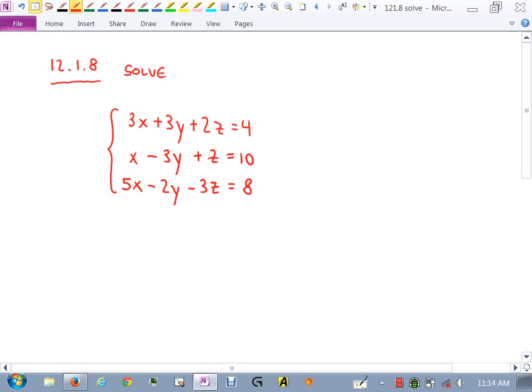Now, what were the things that we could do to a system of equations? You can always add anything you want to both sides of an equation. You can always multiply both sides of an equation by something. And the big one was you can always add two equations together, right? That equation that you get when you add them together can replace any of these, right? That's what we did last class.